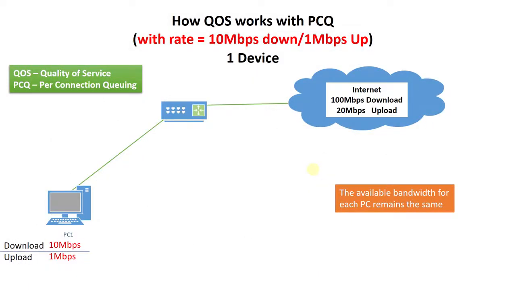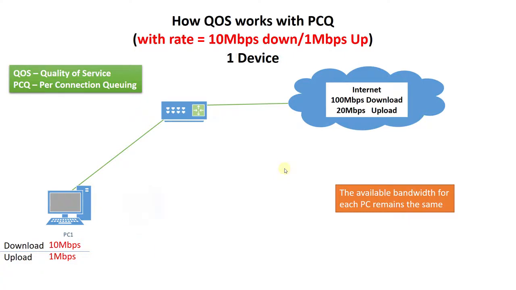In this scenario, we have set a rate limit, or what we call a rate. And this rate limits the total download, which for this scenario is just 10 megabits, and also limits the total upload, which is 1 megabit. And with this limit, this PC will now only get 10 megabits down and 1 megabit up.